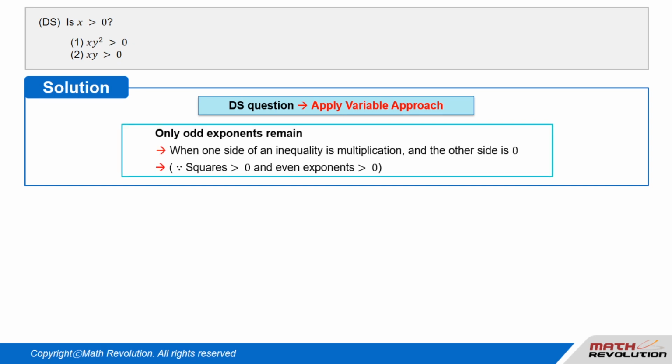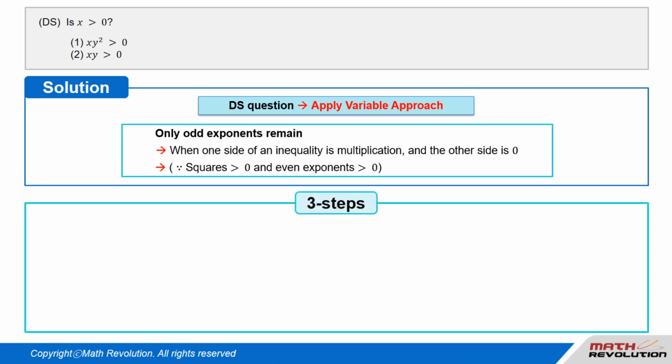Only the odd exponents remain. Squares or even exponents are also important. However, when one side of an inequality is multiplication and the other side is 0, only odd exponents remain. This is because squares or even exponents are always positive. Thus, the sign of a product is determined by the odd exponents.